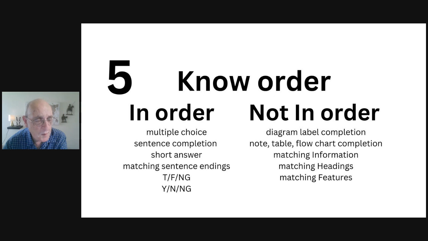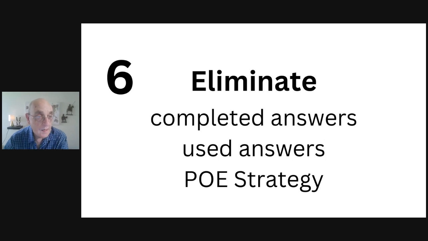So just become very familiar with every type of question in the reading section, know which ones come in order and which ones don't, and this will go a long way to helping you achieve the score that you need. The next step is, once you've answered questions, you can eliminate those questions.